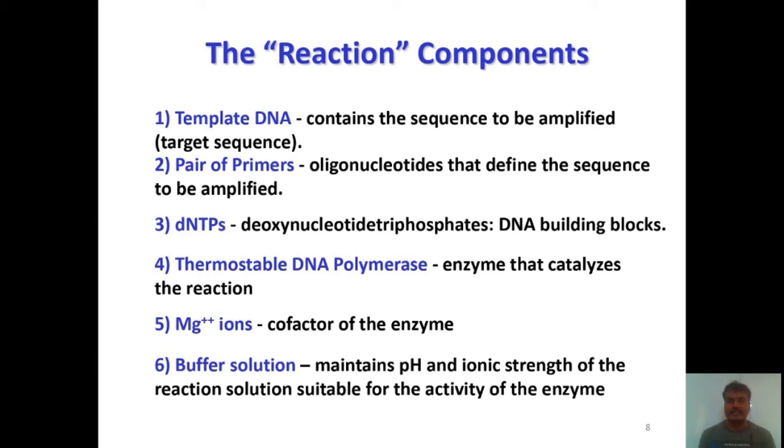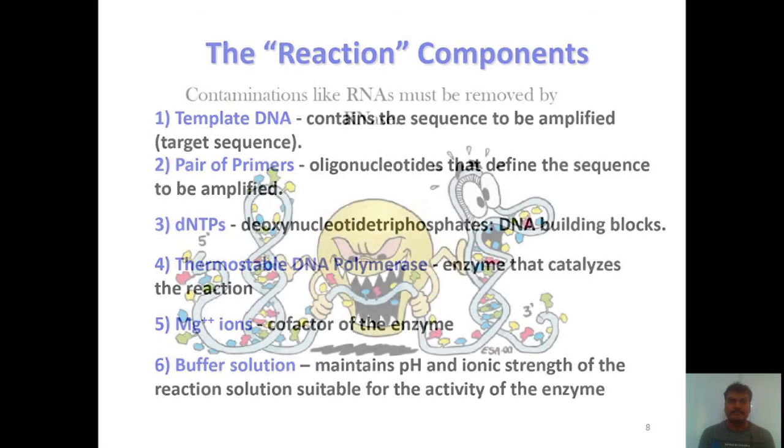Okay. Then the next one is cofactors, because cofactors play a major role in activating your DNA polymerase. So divalent cations, for example Mg2+, we have to use, which act as a cofactor and activate the DNA polymerase. Then buffer. The buffer will maintain the pH and the ionic strength required for the enzymes to activate.